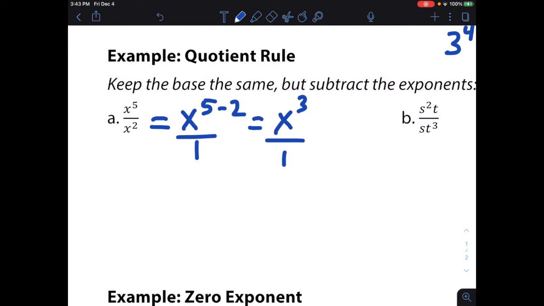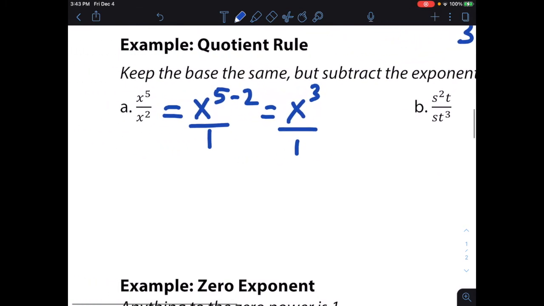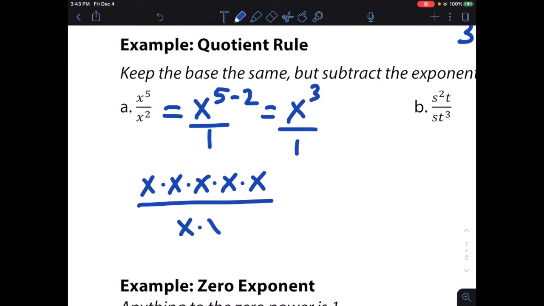Okay. In the second example, you know what, actually let's do this. Let's just give you a reason for why this happens the way it is. So if we think back to the beginning when we took something like x to the 5th and we wrote it all out as 5 x's, and then x squared and we wrote it as 2 x's. Now the thing that we can do here is anytime we have x's in the numerator and the denominator, they can start to cancel each other out.